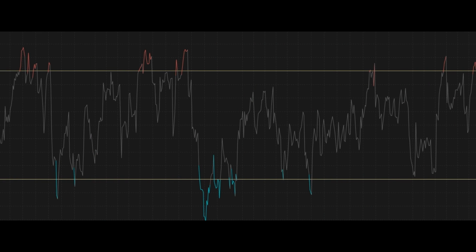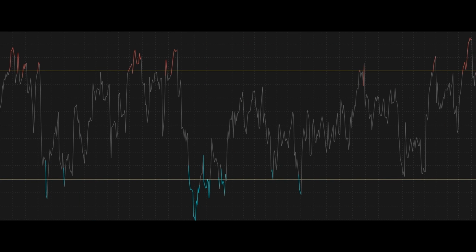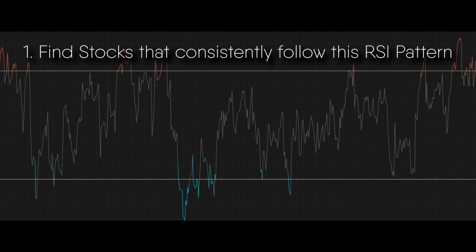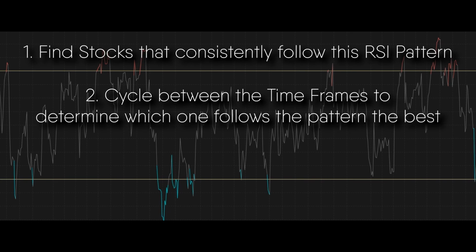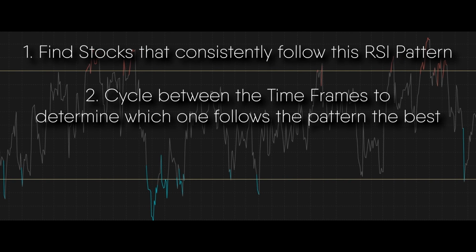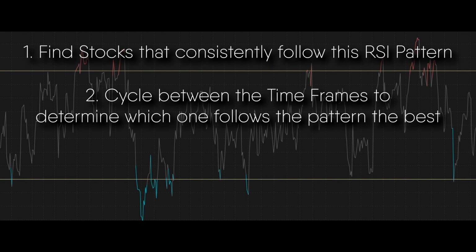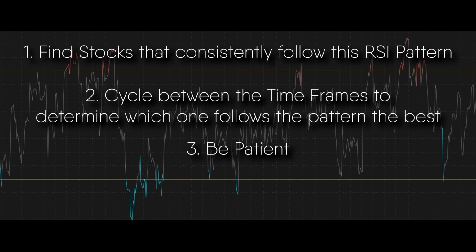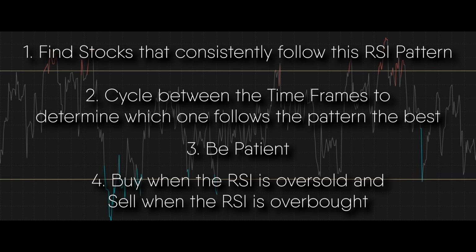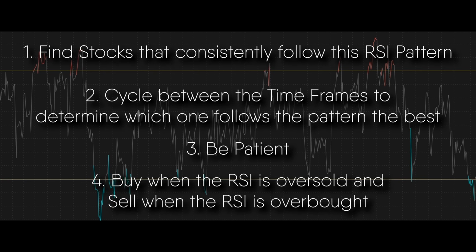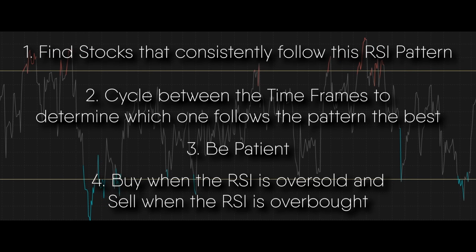So to put everything into a summary, first thing you want to do is find stocks that follow this RSI pattern. The second thing is you're going to cycle between the time frames we set up to determine which one follows the pattern the best. Number 3 is, I can't stress this enough, but be patient. And number 4 is buy when the RSI is oversold and sell when the RSI is overbought.